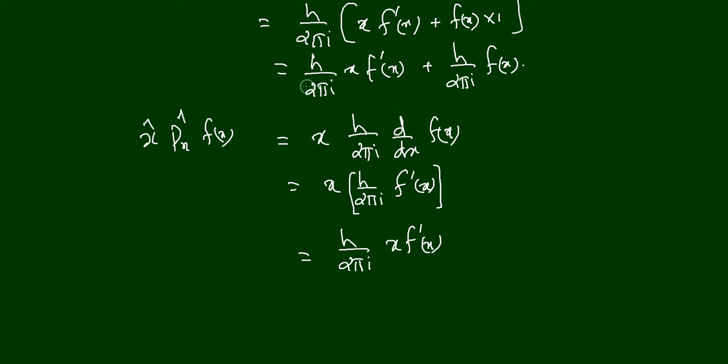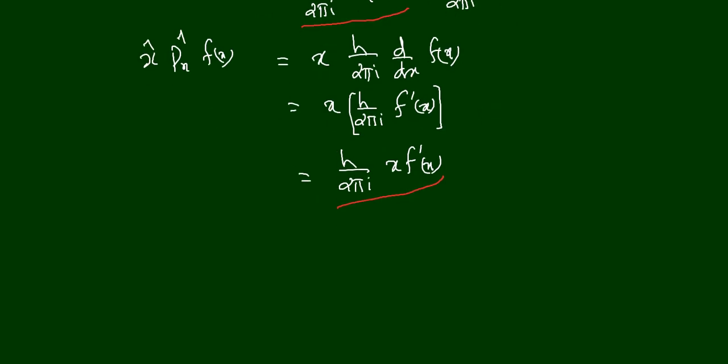Now you compare the two results. Here in the above case, where we used the order p x cap x cap, we got the result h by 2 pi i x f'(x) plus h by 2 pi i f(x). Here we got h by 2 pi i x f'(x), right? So this term h by 2 pi i x f'(x) is the same in both cases. But there is a difference. In the first case, we have an additional term, that is h divided by 2 pi i f(x). So what is the difference between these two? h divided by 2 pi i f(x).